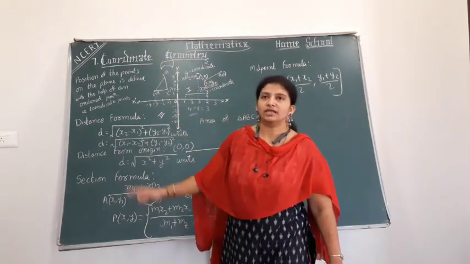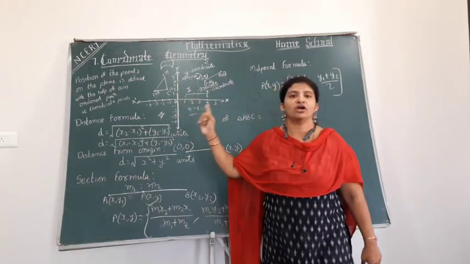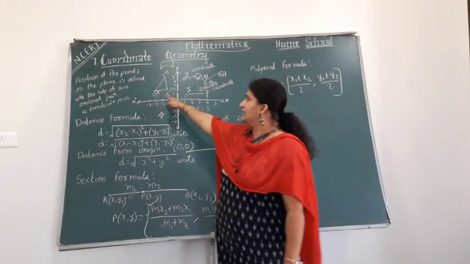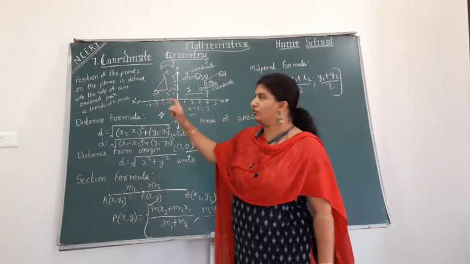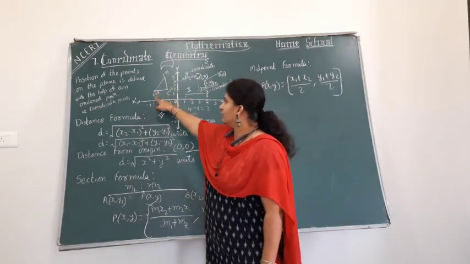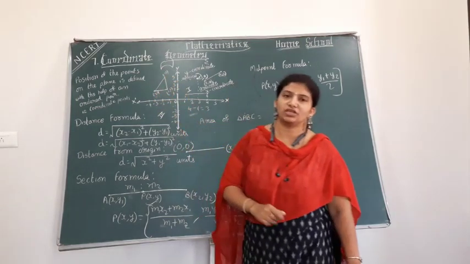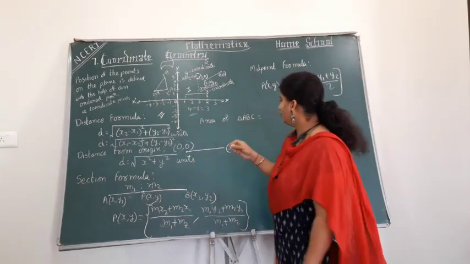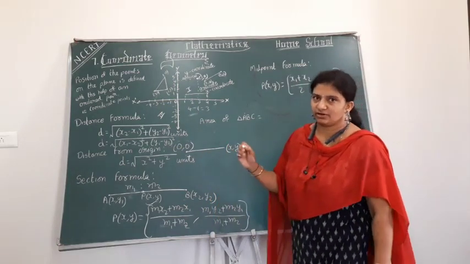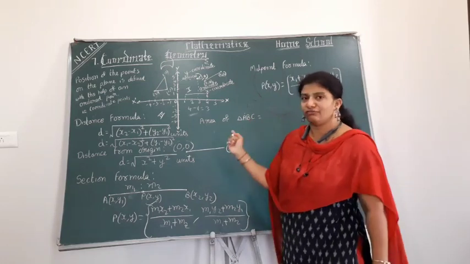So here, if you want to find the area of a triangle, you need the vertices. If you have the vertices in the form of coordinates, you can apply a new formula. What is that new formula? It is very easy to remember. I am going to tell you the lengthy formula technique.